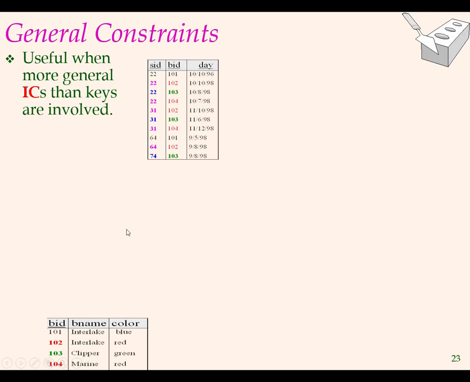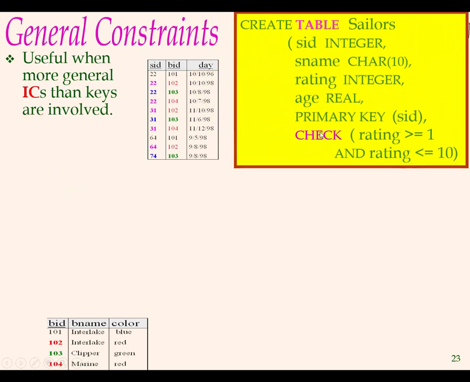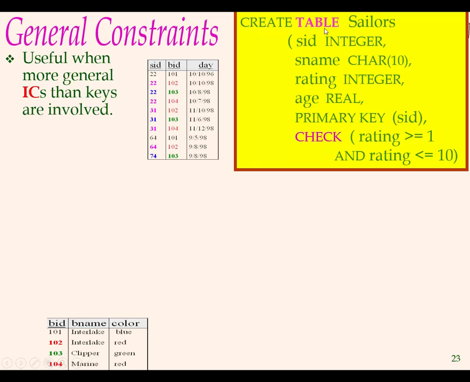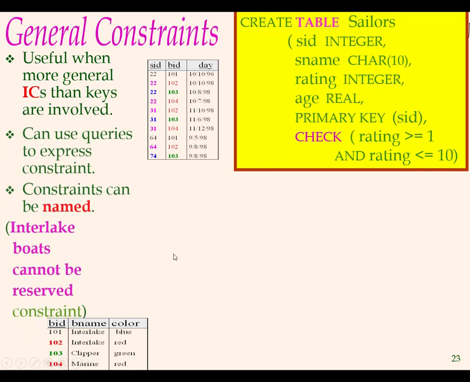Now I can specify some other constraints. So let's look at this constraint where I use the check. Here's my table sailor, and this is a keyword. I want the rating to be greater or equal than 1 and less or equal than 10. Rating is an integer. So that's pretty simple.